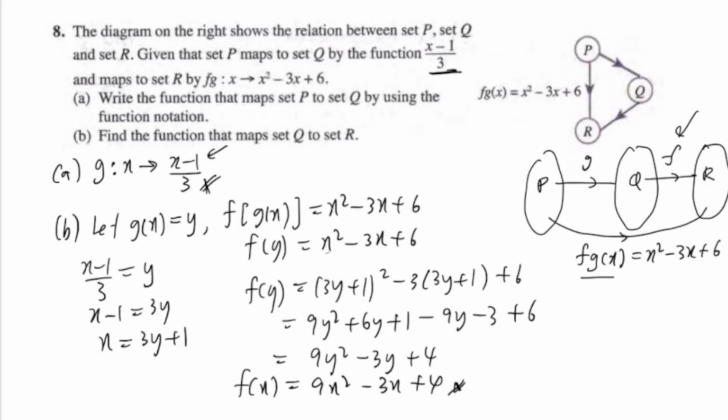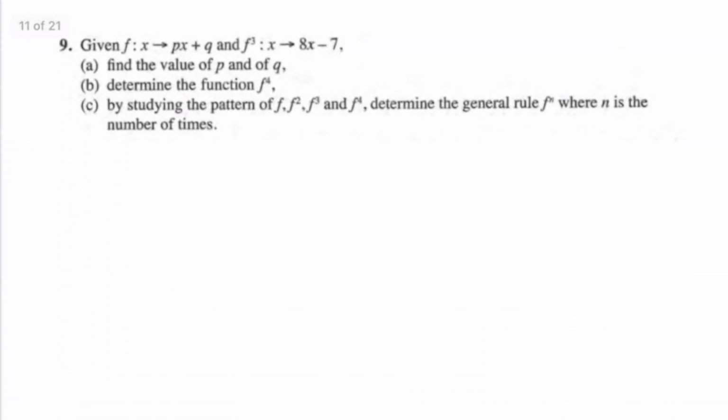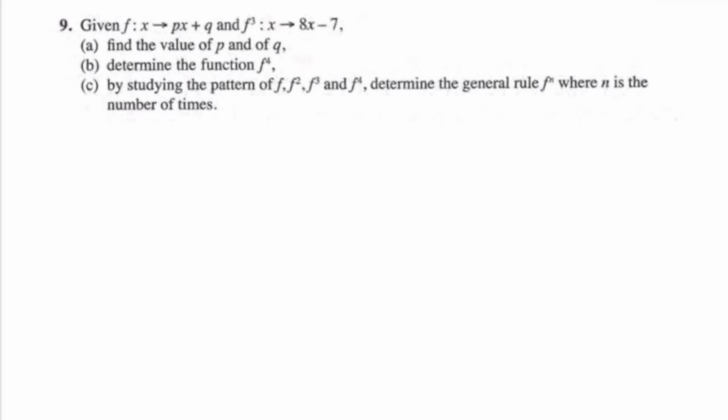Let's move on to the last question, number 9. Okay, alright. So for question number 9, you're given function f(x). So f(x) is px plus q, and f³(x) is 8x minus 7. We've done something like this earlier, right? So basically what we have to do is find f³(x) by putting f(x) inside f(x) 3 times. So you want to start off by putting the px plus q inside. So this is px plus q, and we put px plus q inside your px plus q.